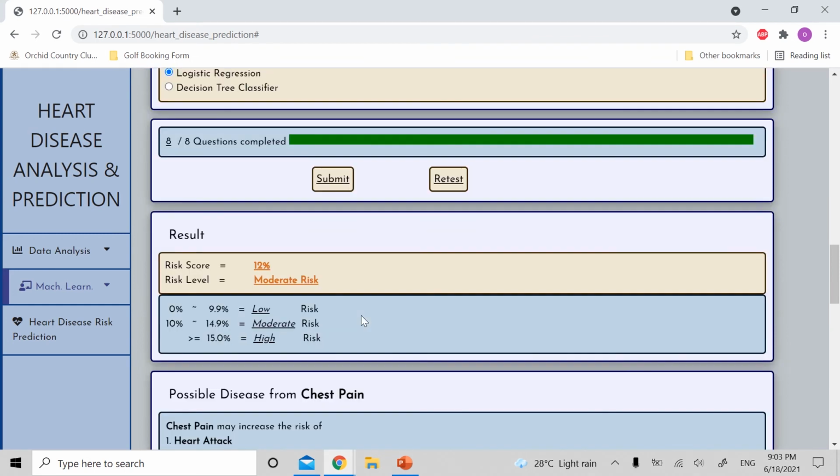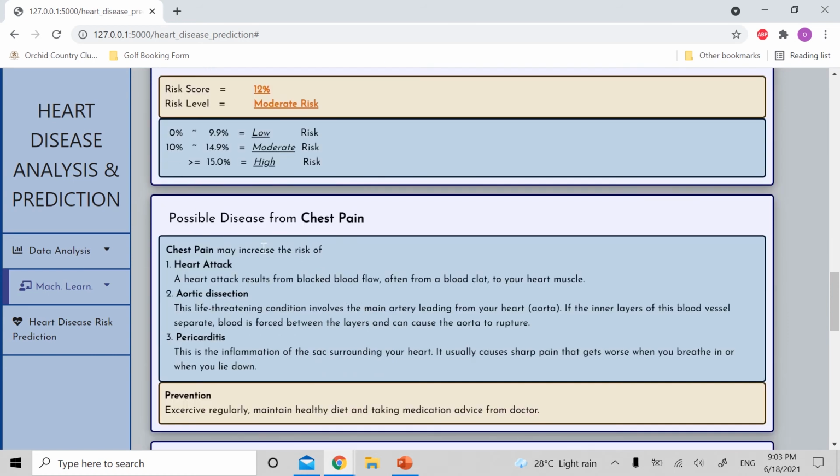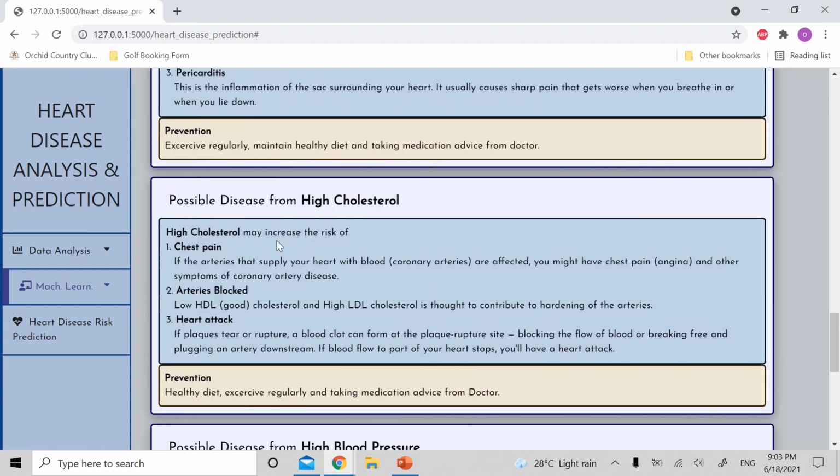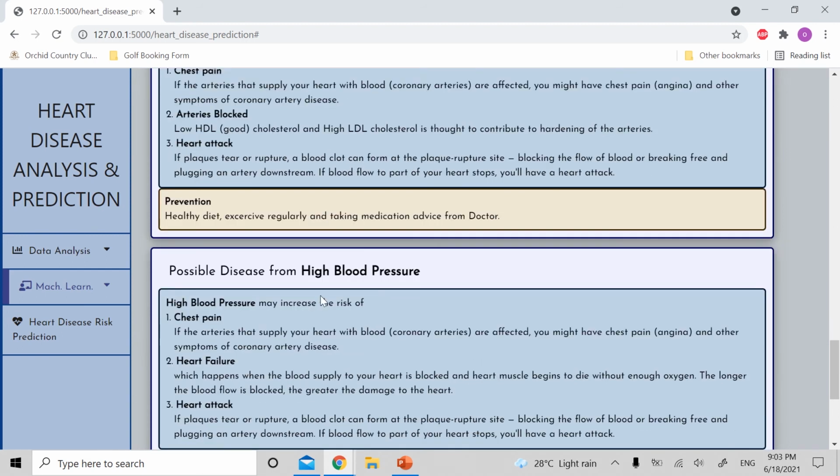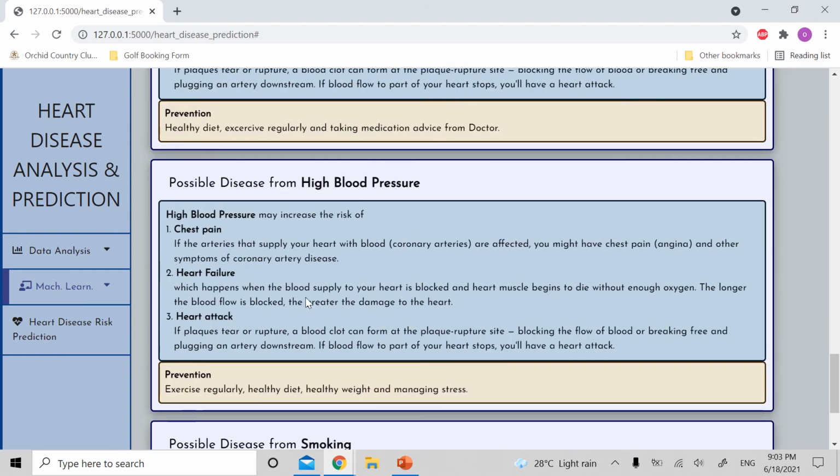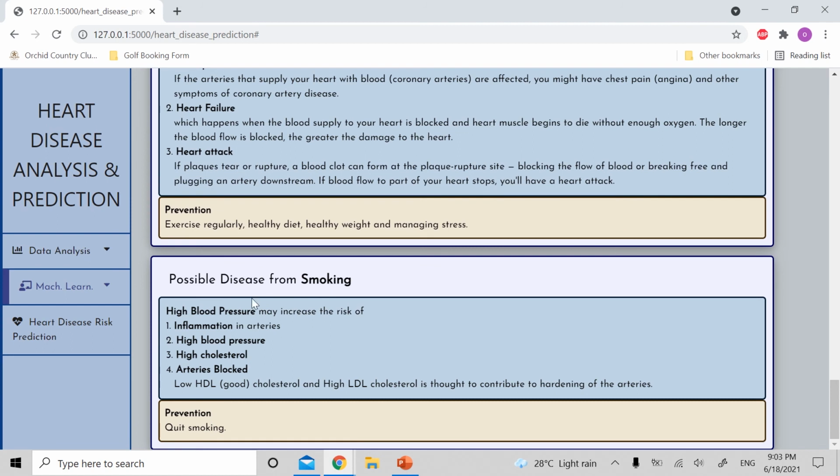The section below will show the possible diseases. Since the user had chest pain, it will show any possible disease regarding chest pain and some prevention tips, like exercising regularly and taking medical advice from a doctor. It also shows the others, like high cholesterol and high blood pressure, and smoking is also shown below.